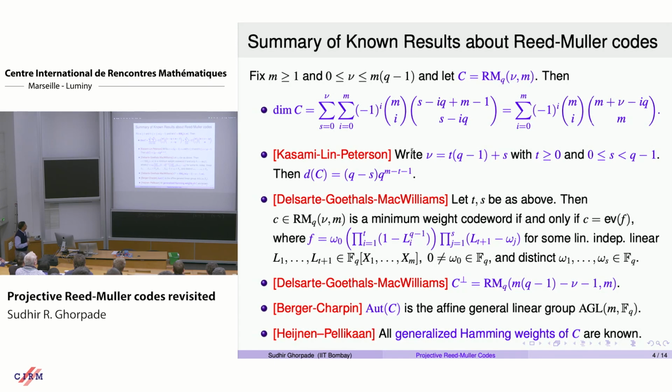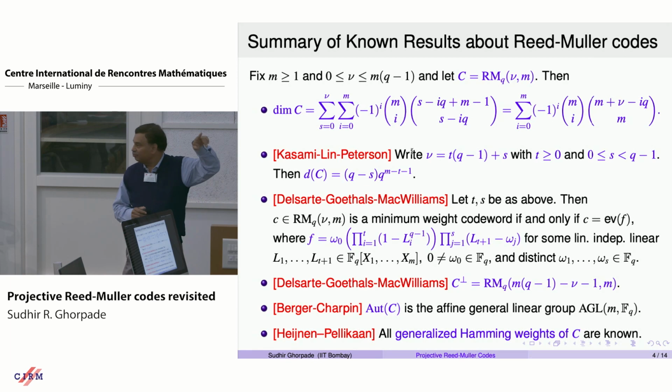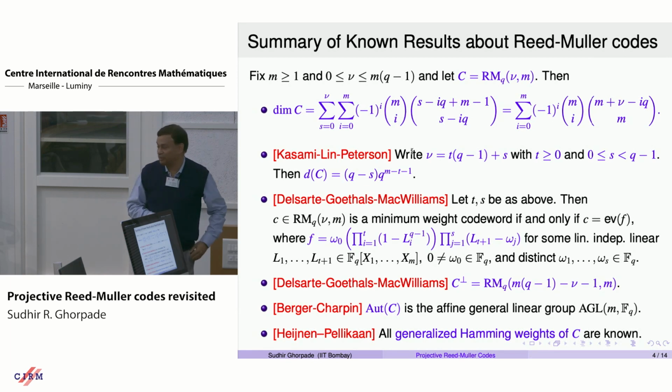What are s and t? You just write your nu, by the division algorithm, as something times q minus 1 plus a remainder, and t and s are uniquely determined by that. You can check that if nu is less than q, this reduces to the previous formula. Furthermore, you can find in this important paper a good characterization of the minimum weight codewords.